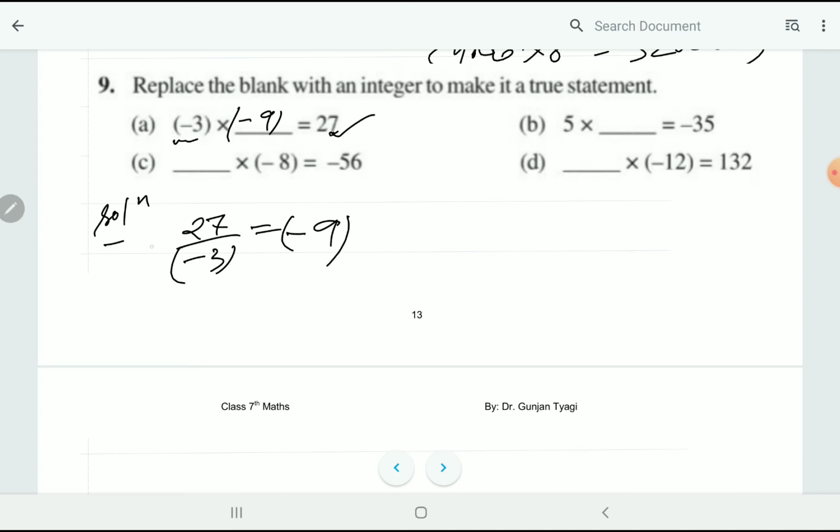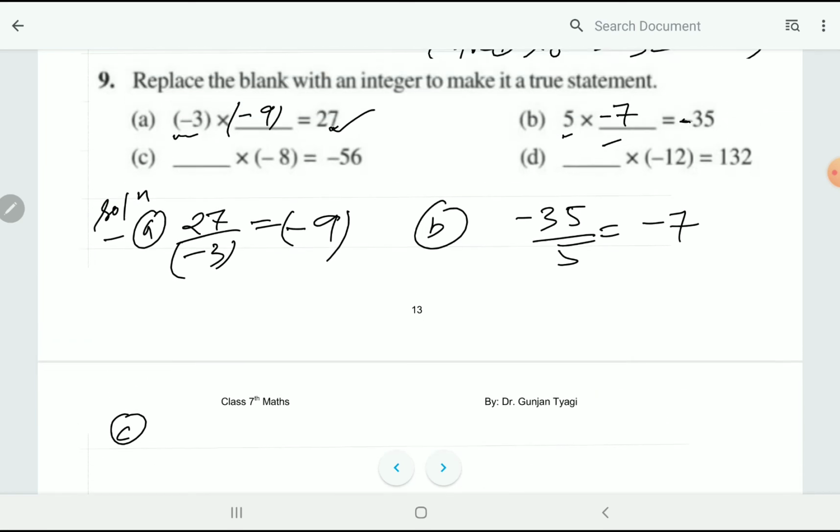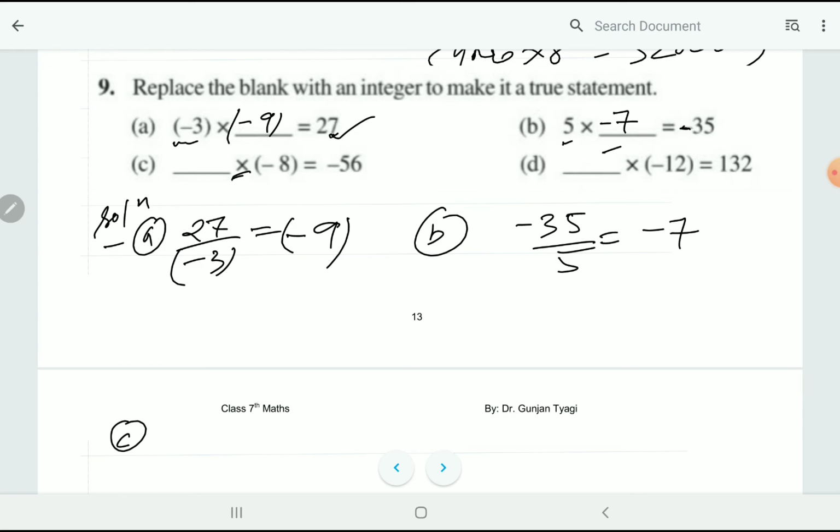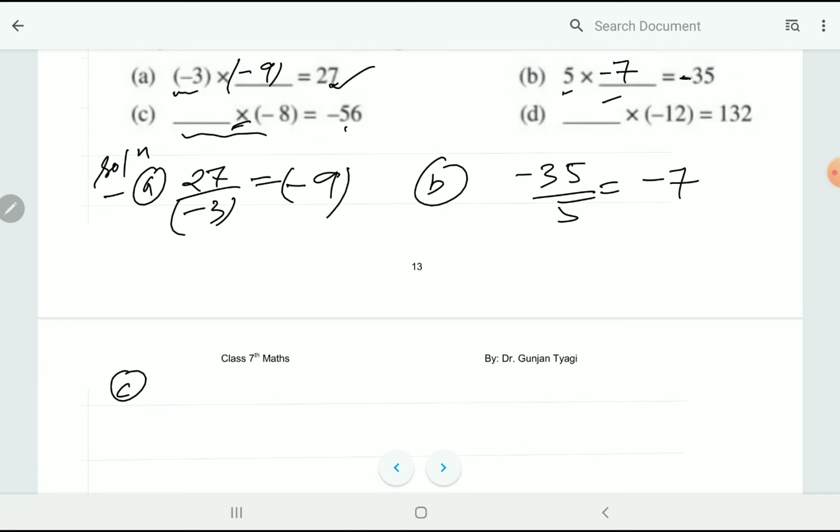Similarly for the B part, I will again do the division, -35 by 5. So the answer will be -7, and it will be negative because the answer is negative. So for the negative answer, one integer out of them must be negative. So the second one will be negative, that is -7. Similarly we do the division. If there is a multiplication sign and you have to find one integer, if one integer is given and the other one needs to be found, then you will divide the answer by the given integer.